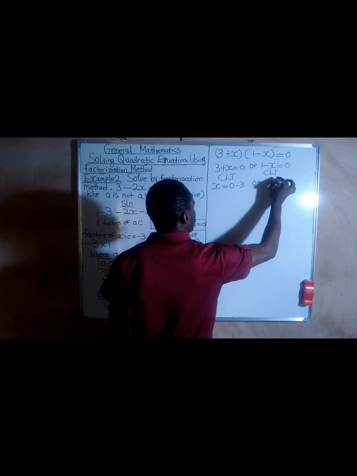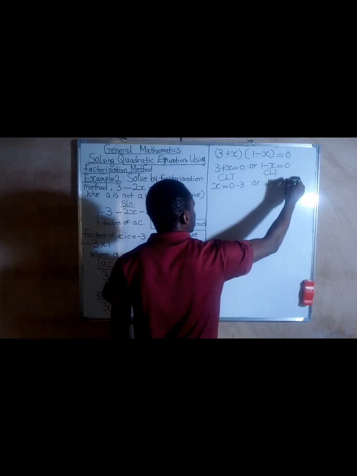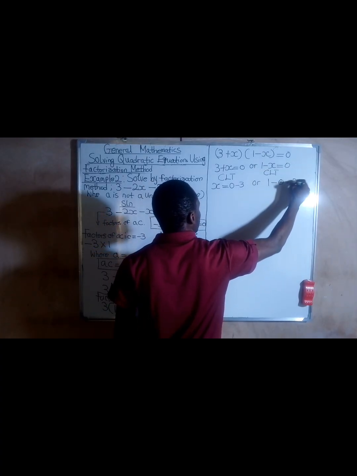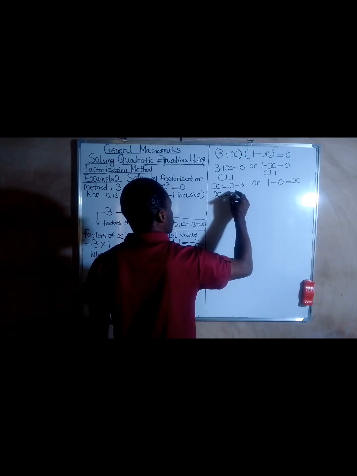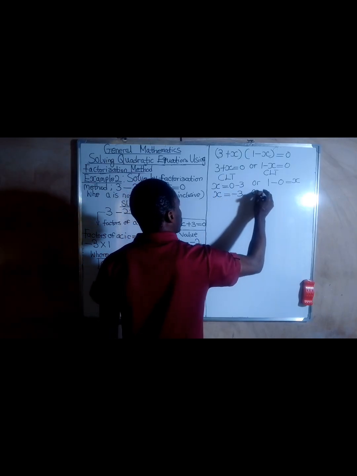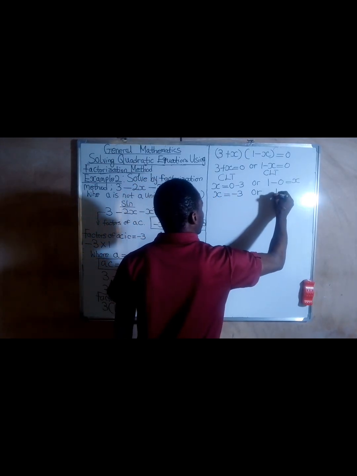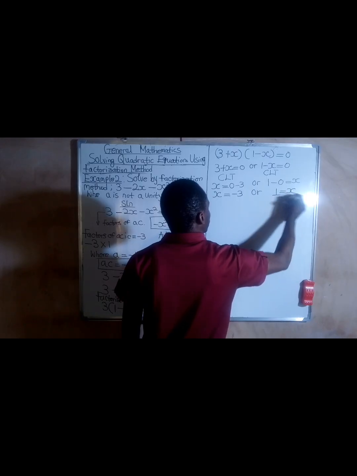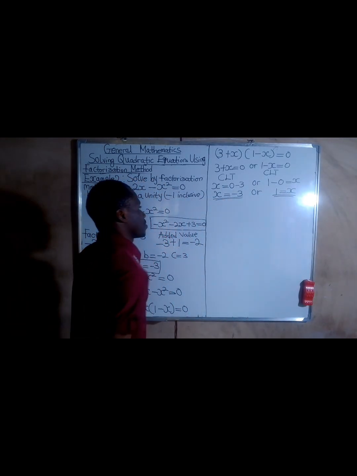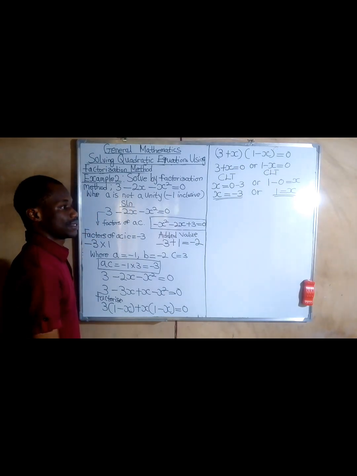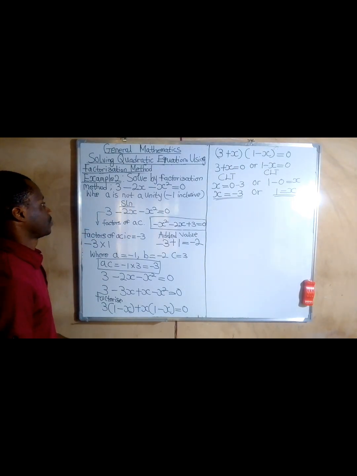So what will be here is, let's say 1 minus 0, 0 coming inside, and x minus x outside. So this is x equals 0 minus 3, which is minus 3, or 1 minus 0, 1 is equal to x. So x is equal to 1, and x is equal to minus 3. So those are the answers we have here. If you expand, you will still see that your answers are correct.